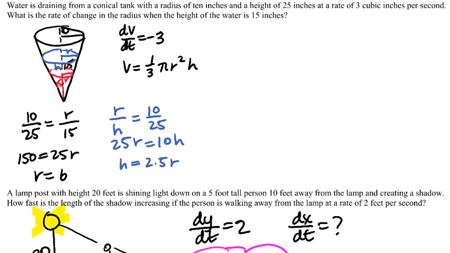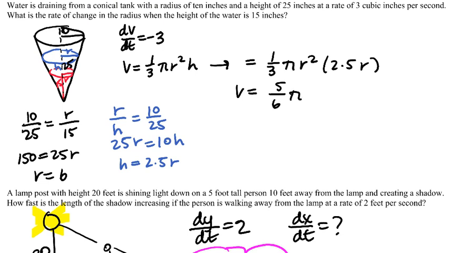Okay, now I'm going to substitute that in. So that's equal to 1/3 pi r squared times 2.5r. Now I'm going to clean this all up, and I'm going to have V equals, okay, 2.5 is 5/2, so I've got 5/6 pi r to the third. And then I'm going to take the derivative. dV/dt is equal to 15 over 6 pi r squared dr/dt.